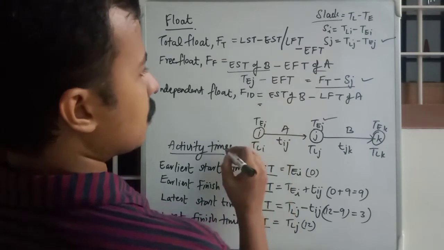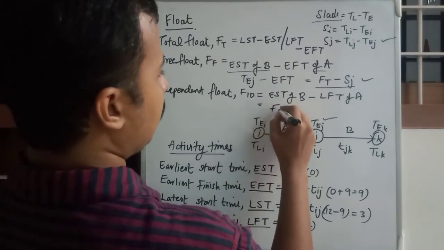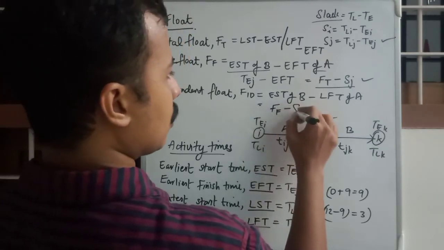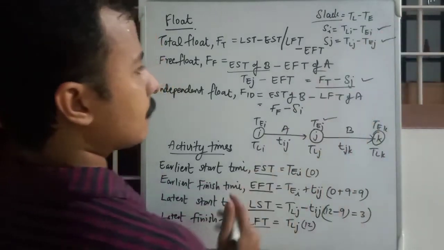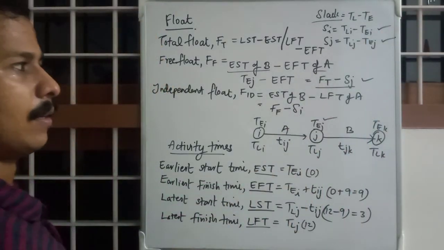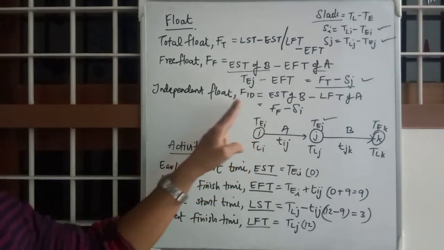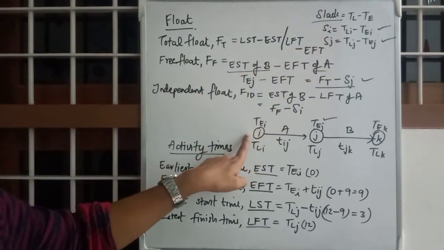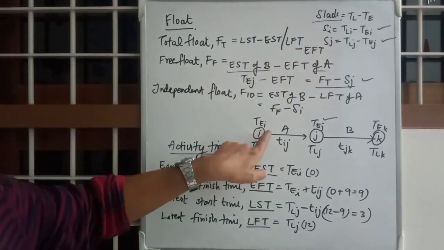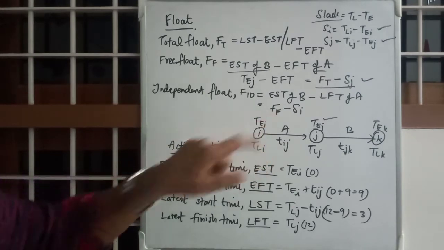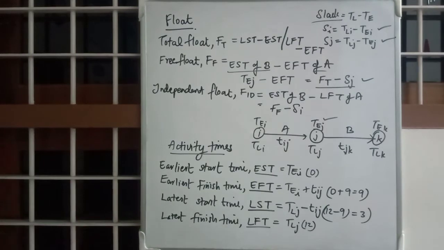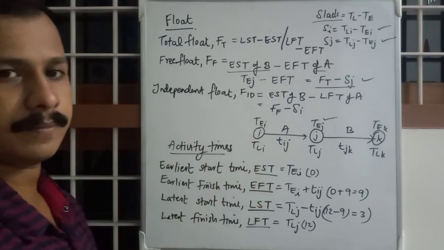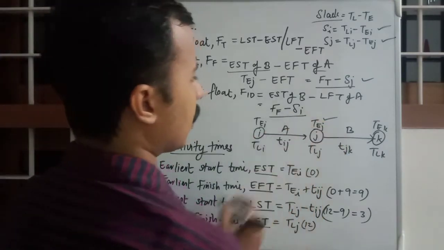So you can just find it as free float minus SI. Okay, so independent float FID can be found out by subtracting the slack of the first event, the tail event of the considered activity, from free float. So free float minus slack of tail event. Okay, so we'll just underline that.